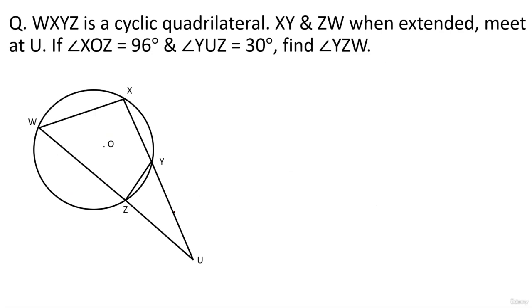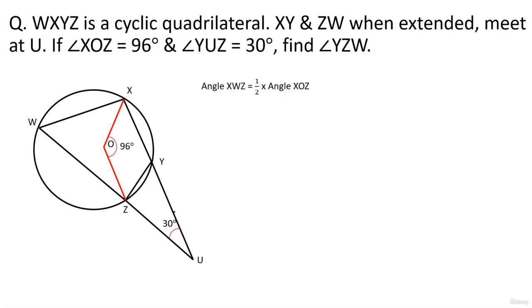Okay, guys. So there are many ways people dabble around. People jump here and there to find different angles. I will tell you the shortest way to solve the same question. Okay, it's given that angle XOZ is 96 degrees. But we know that here in this case YUZ also is 30.